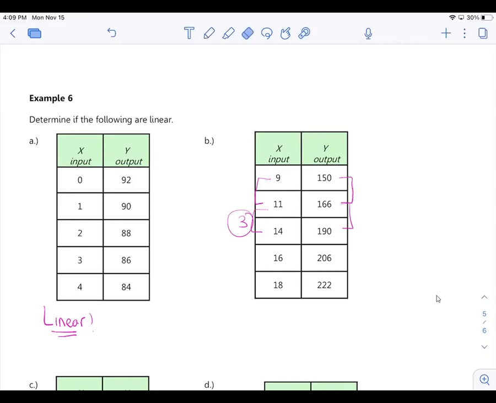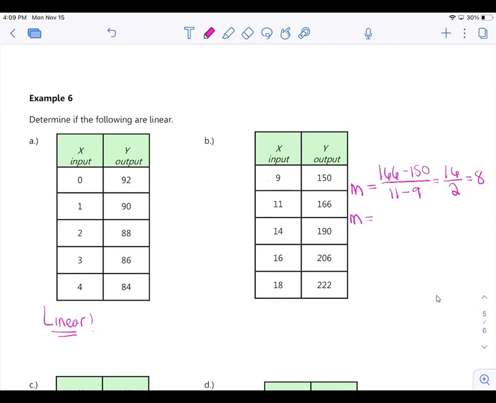So I'm going to go ahead and erase this. So my slope for these two is going to be 166 minus 150 over 11 minus 9. 16 divided by, what was that, 2 again? So I get 8. Let's find this slope, and we can probably see what's happening.